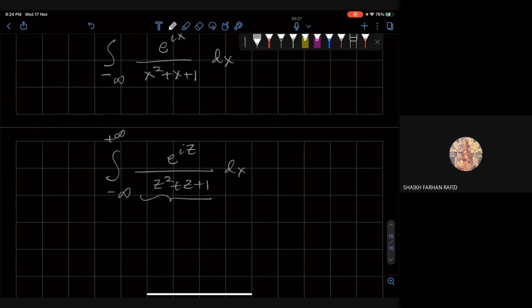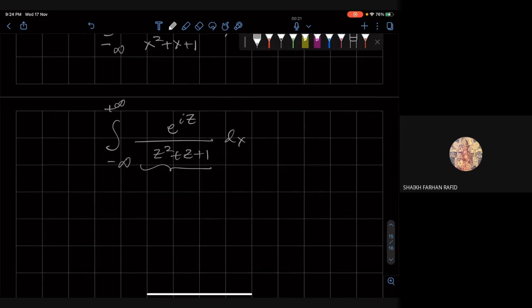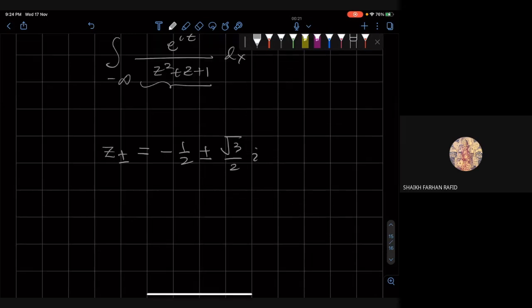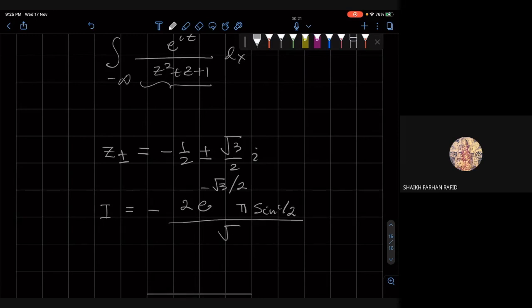Okay, and you can very easily show that the poles in the upper half plane are minus half plus minus square root of 3 by 2 i. And now if I use Jordan's lemma and take the imaginary part, then I have minus 2e to the power minus square root of 3 by 2 pi sine of half divided by square root of 3. Okay, so this is show. It's a few lines of algebra.